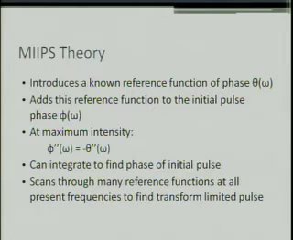MIIPS first introduces a known reference function of the phase. It then adds this reference function to the initial pulse phase. Through mathematical theory, it can be shown that the maximum intensity of the pulse occurs when the second derivative of our initial phase is equal to the negative second derivative of the reference function. Thus, we can integrate the reference function twice to find the phase and measure the phase. MIIPS then scans through many different reference functions at all frequencies present in the pulse to find the transform-limited pulse.